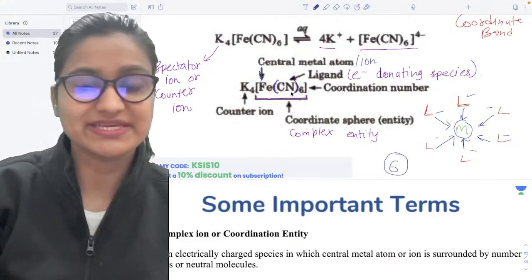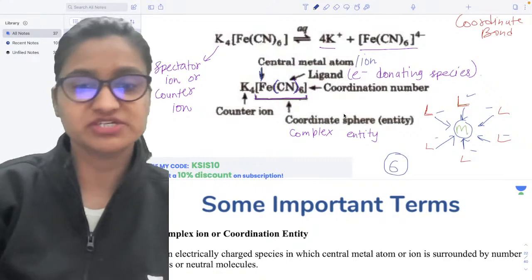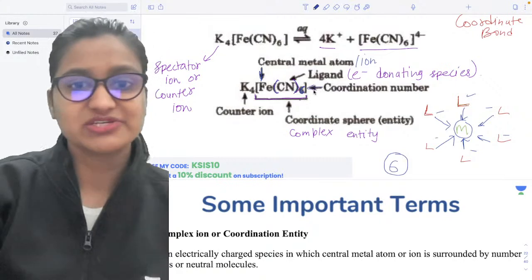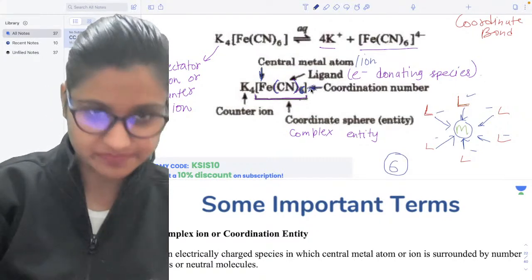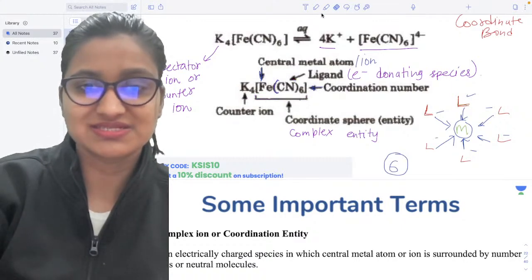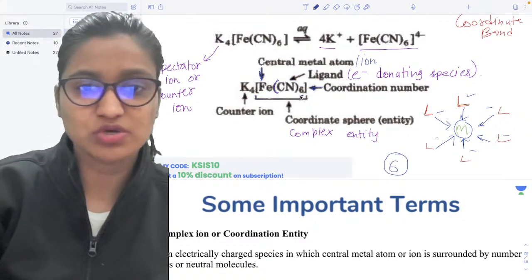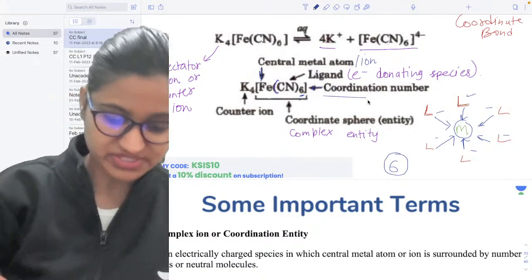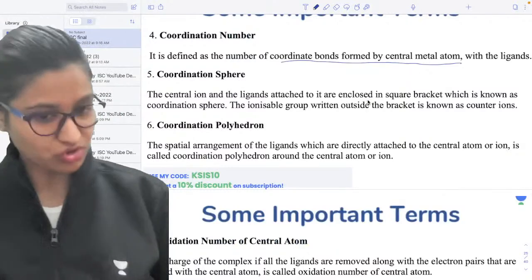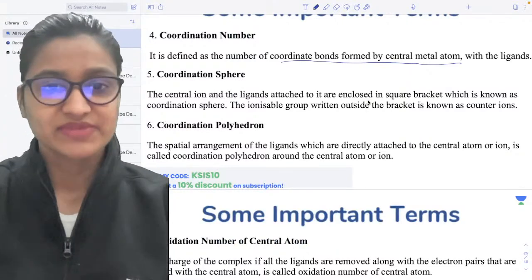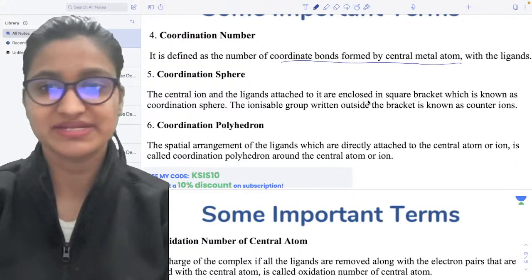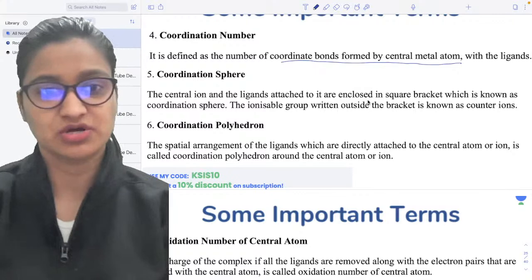And obviously you can calculate the coordination number generally by just simply seeing what is the number here, okay? So it shows coordination number here. You can see 6 is written over here, right? So this 6 is what? This 6 is the coordination number, okay? The number of coordinate bonds that the metal can form with the ligands. It is defined as the number of coordinate bonds formed by the central metal atom with the ligands, alright?